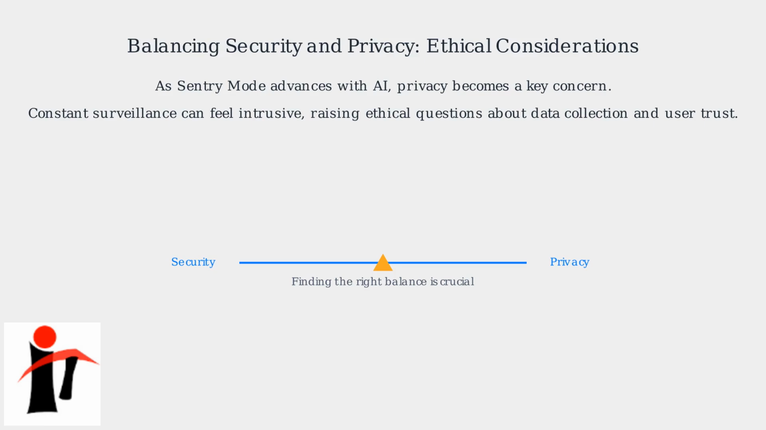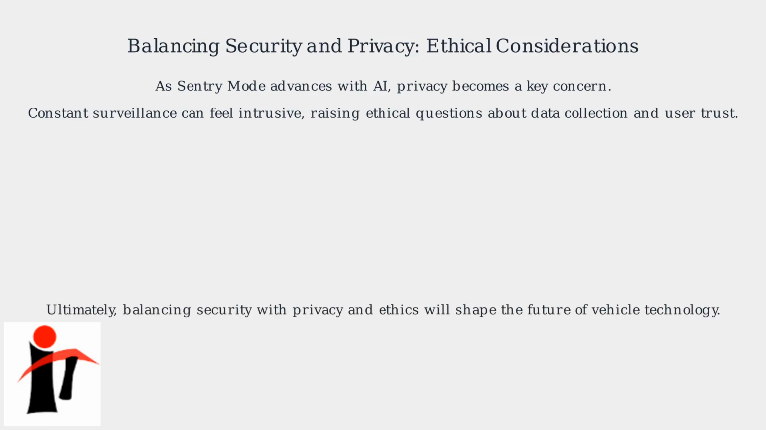Using a simple scale, we can visualize this trade-off. Balancing security with user trust and data ethics is crucial for the future of vehicle security systems. As technology evolves, maintaining this equilibrium will ensure both safety and respect for privacy.